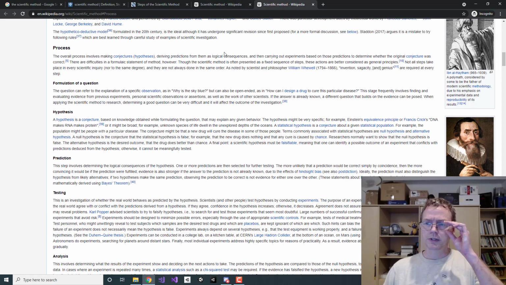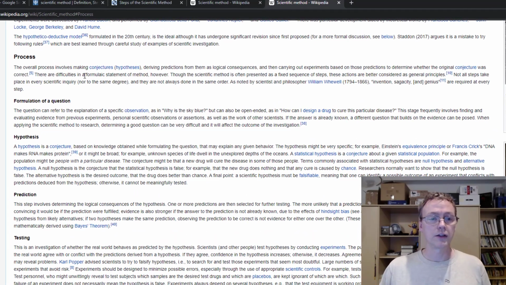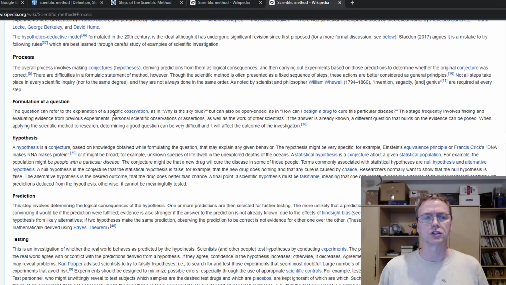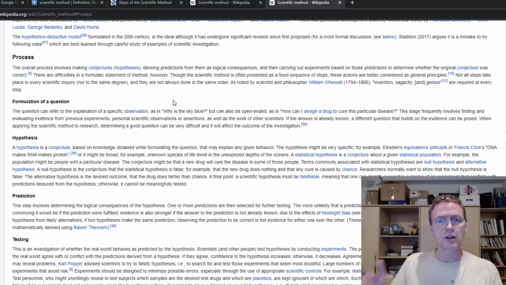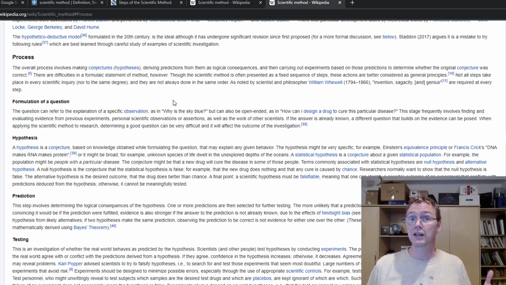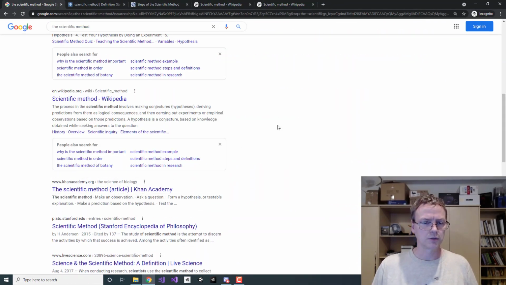Oh my gosh. Where's my diagram? No diagram. Okay. The overall process involves making conjectures, hypotheses. Okay. Deriving predictions as well as logical consequences, and then carrying out experiments based on those predictions. Okay. There are difficulties in a formulaic statement of method, however. So we'll come back to it, but for some reason, Wiki doesn't want to give me a series of steps. The others gave me flowcharts and diagrams with steps. This one doesn't want to give me any steps at all. So, all right, what's next?